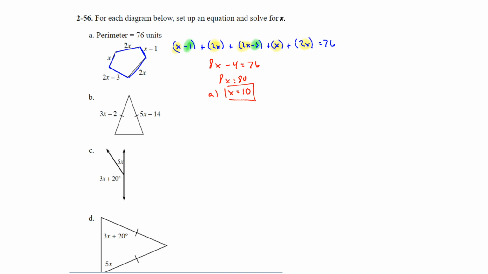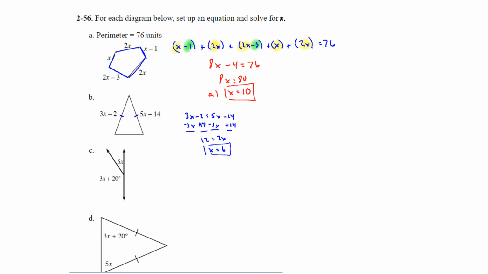All right, on B, we know that because these side lengths are marked to be equal or congruent, then we know their measures are also equal. So 3x minus 2 is equal to 5x minus 14. Subtract the 3x, and then I'll add the 14. So that will give us 12 is equal to 2x. So x is equal to 6.